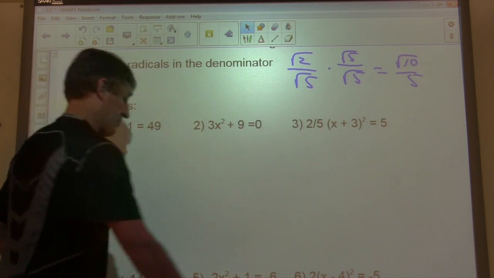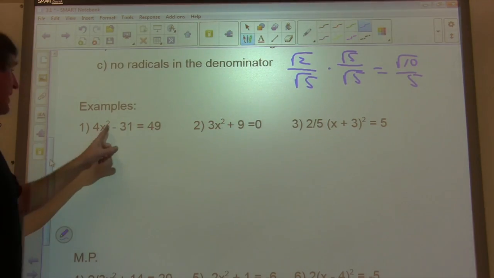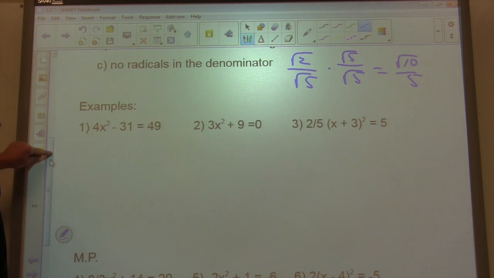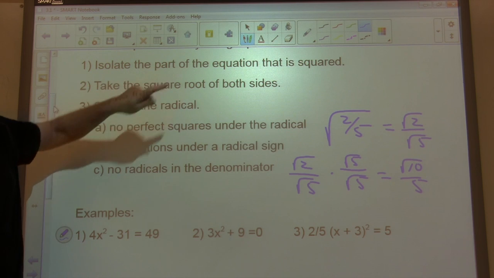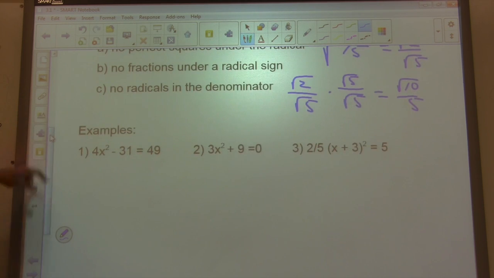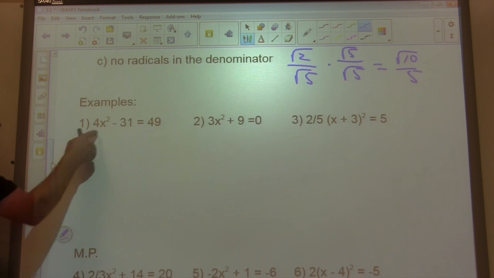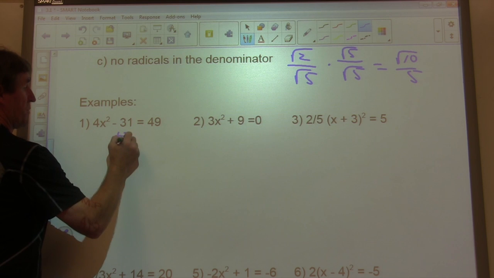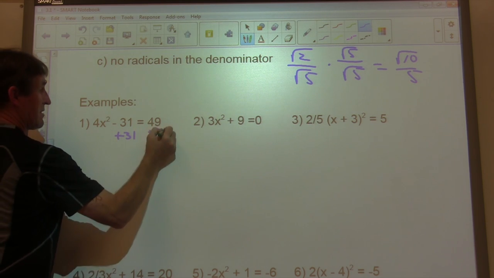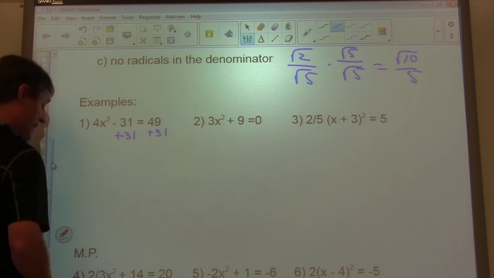So, these first examples. 4x squared minus 31 equals 49. So if we go back to our steps, the first step is to isolate the part of the equation that is squared. So the only part that's squared is this x. So I have to isolate that, which means get that x squared by itself. So we follow our steps. We add 31 to both sides.